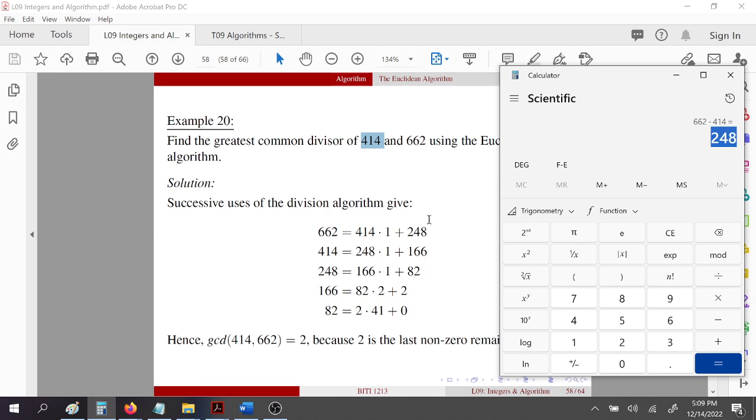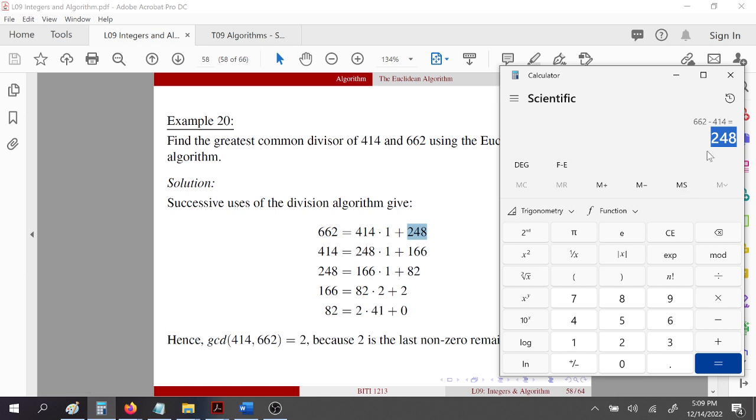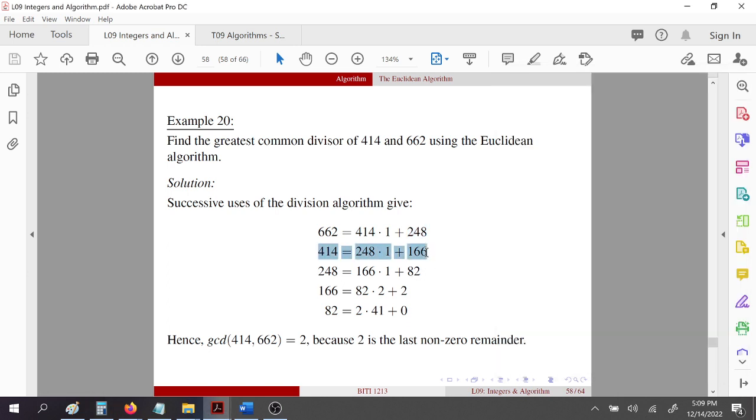So that's why we need to come out with this equation. The right part is the balance, meanwhile the left part is the number that we will use. So 662 equals 414 times 1 plus 248. The meaning of 248 is a balance or remainder. And then how to come out with the second, third, fourth and fifth equation?